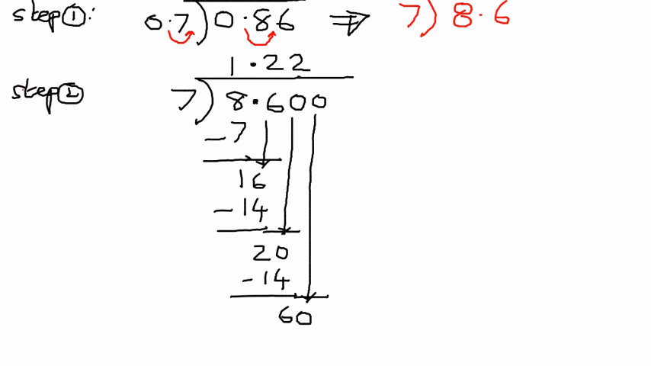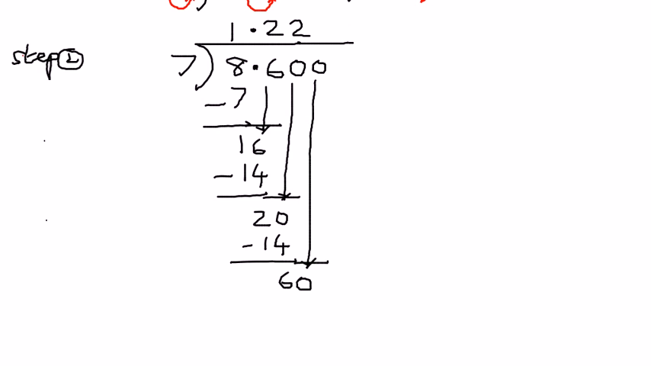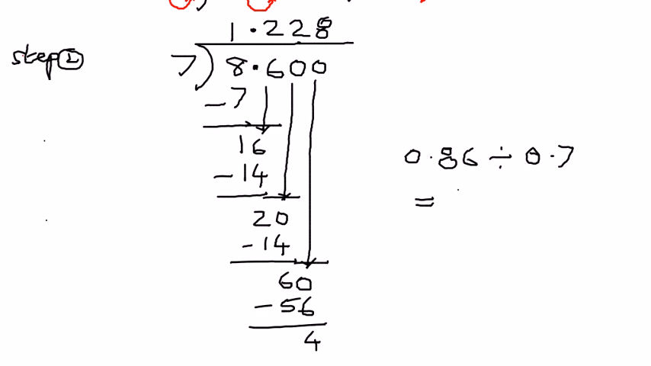7 times what number is equal to or less than 60? 7 times 8 is 56. So when we subtract, we're going to come up with a value equal to 4, and then we can keep going. Therefore we can now say that 0.86 divided by 0.7 is equal to 1.228, and then it keeps going.